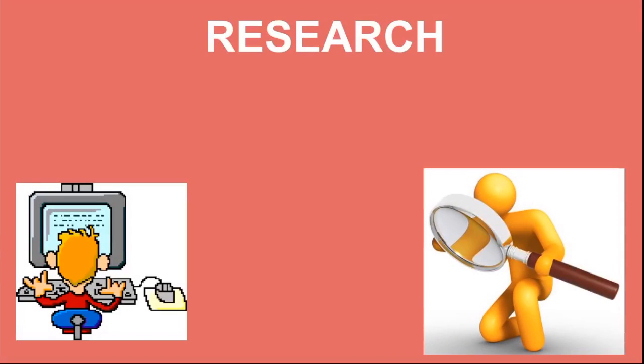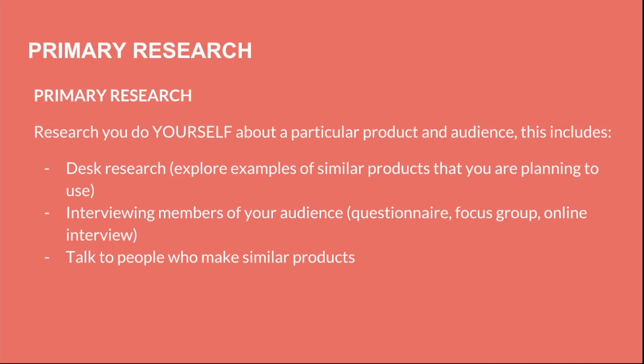All films start with research, and there's lots of different ways you can research and obtain useful information. Primary research. This is research you do by yourself about a particular product or audiences. You can do primary research by searching it up on the internet or interviews like questionnaire or focus group and talk to people that make similar products.